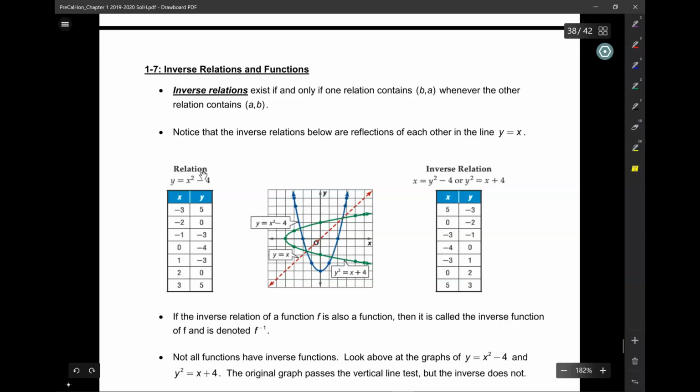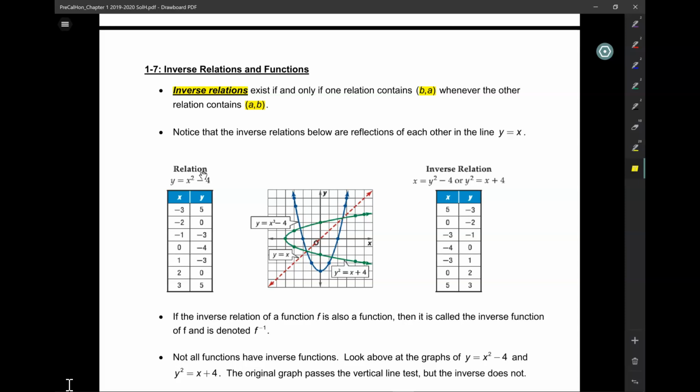So we're going to talk about inverse relations, and first and foremost, let's talk about what an inverse relation is. An inverse relation is when for every coordinate point (a, b), you have a corresponding coordinate point (b, a). So what does that mean? If you have two relations, for every coordinate point (a, b), the inverse has (b, a). So basically all of the x values become y values and all of the y values become x values.